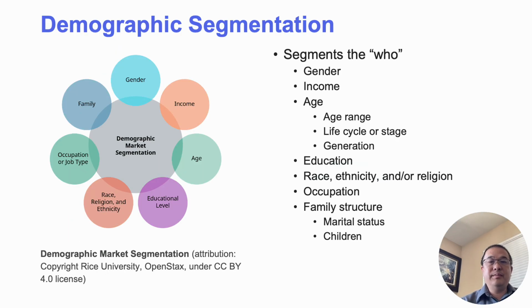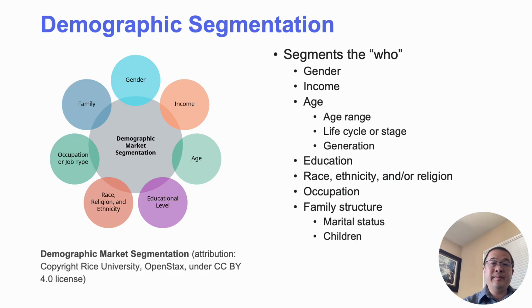Demographic segmentation means dividing a market based on who the customers are. It groups people according to measurable personal characteristics, such as age, gender, income, education, occupation, and family status. This is one of the most common types of market segmentation because demographic information is easy to collect and often strongly influences buying decisions. Demographic segmentation variables: the slide lists several important demographic variables.